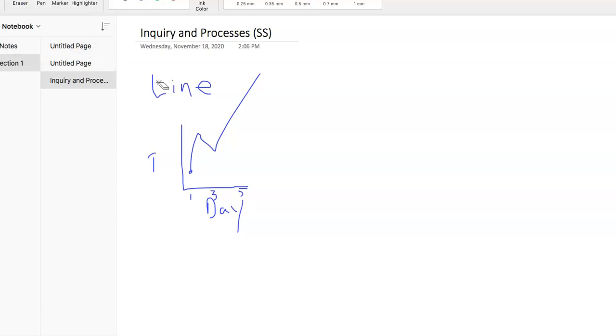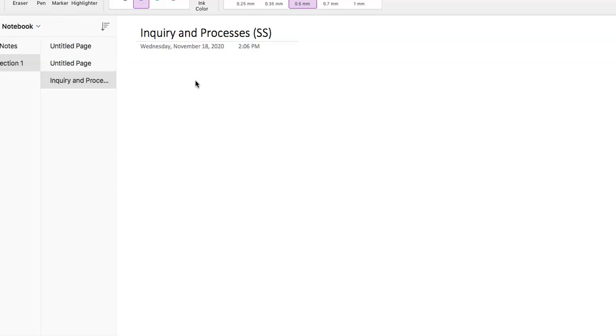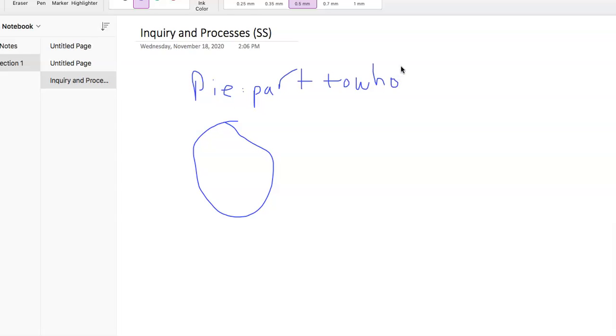Then we've got one more, and that will be the pie chart. It looks something like that, and you want to be thinking part to whole. If you see that terminology, part to whole, that's pie chart. They're probably not going to draw it out for you, but if you see the terminology part to whole, in your mind that should mean pie chart.